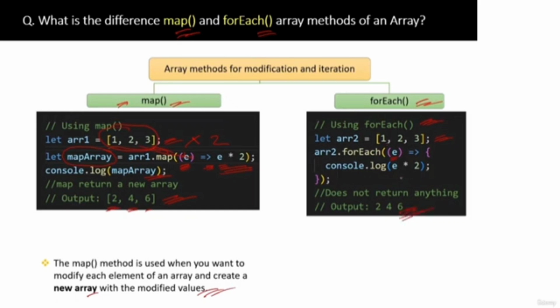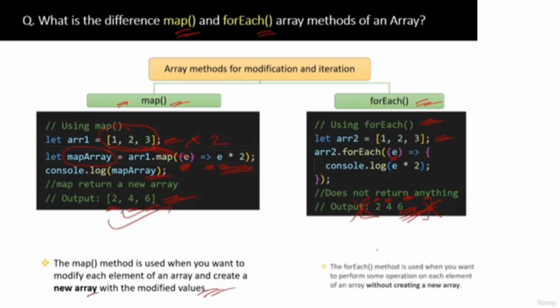But there is one difference. Here you will not get an array as a result of this operation. Okay, but we will get a list of numbers 2, 4, 6. They are individual numbers, not an array. We do not have those brackets of an array here, see? So this forEach method is returning a list of numbers, not the array.